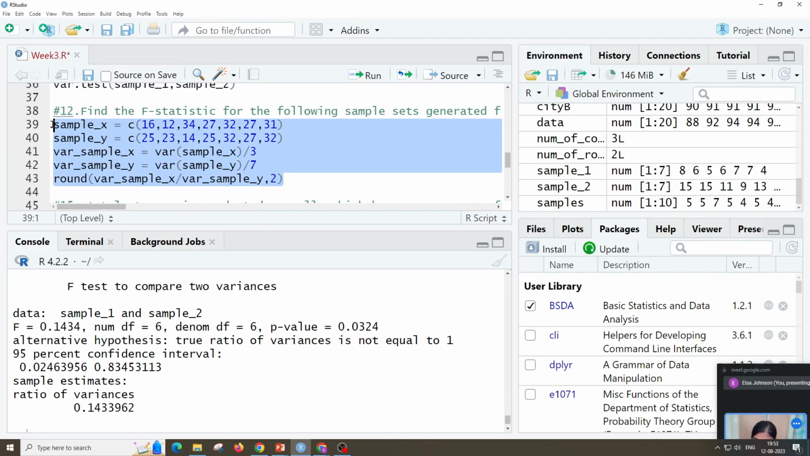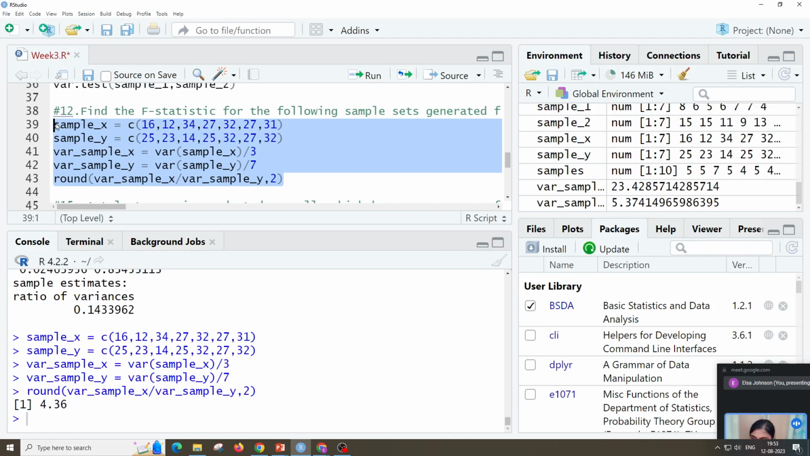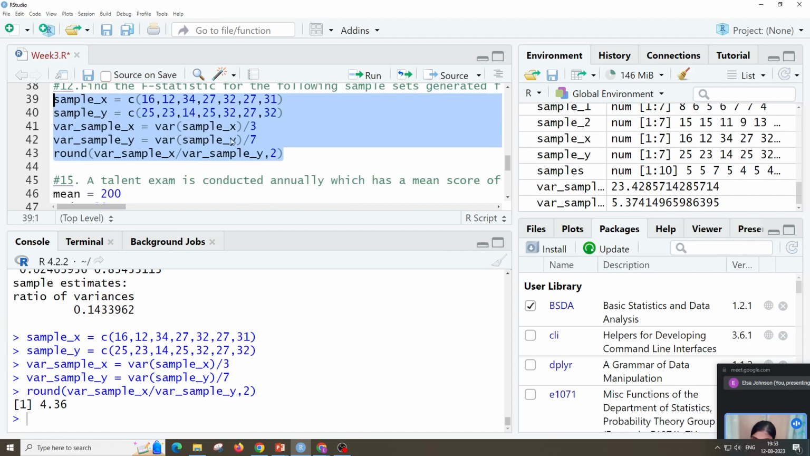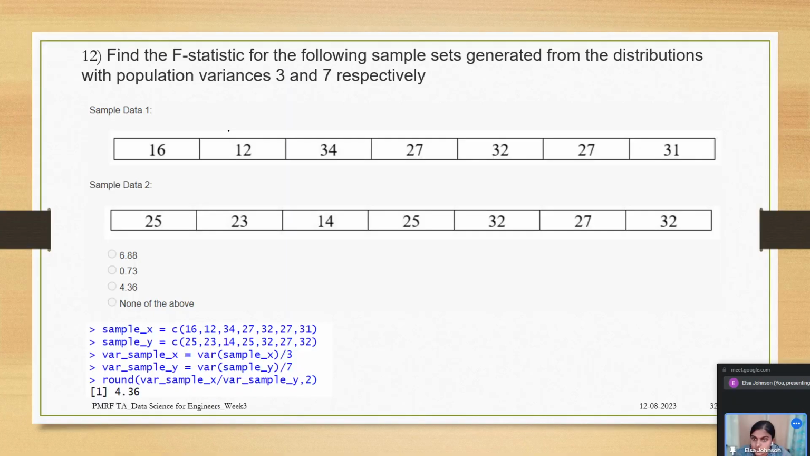Okay, if I run this particular thing, just the standard deviations will be given. Okay, so variance, the ratio will be directly obtained because the variances are already given. So you just have to find the variance of this data and divide by 3 to get it for sample 1, and this one divided by 7 you will get for sample 2. Then the variance of sample 1 by the variance of sample 2, with respect to 2 decimal places, gives the ratio of the 2 standard deviations.